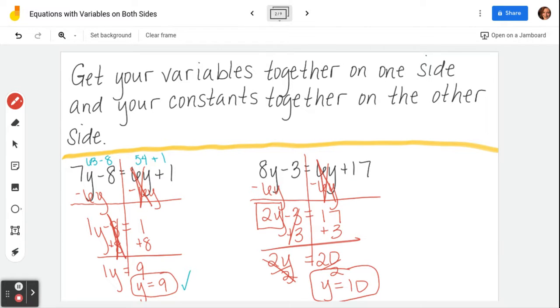Let's make sure that works. Let's go back up to the original equation and plug 10 in for y. 8 times y would be 8 times 10. That's 80 minus 3. So that gives me 77. Over here, 6 times y would be 6 times 10. That's 60 plus 17. That also gives me 77. It's good to go.